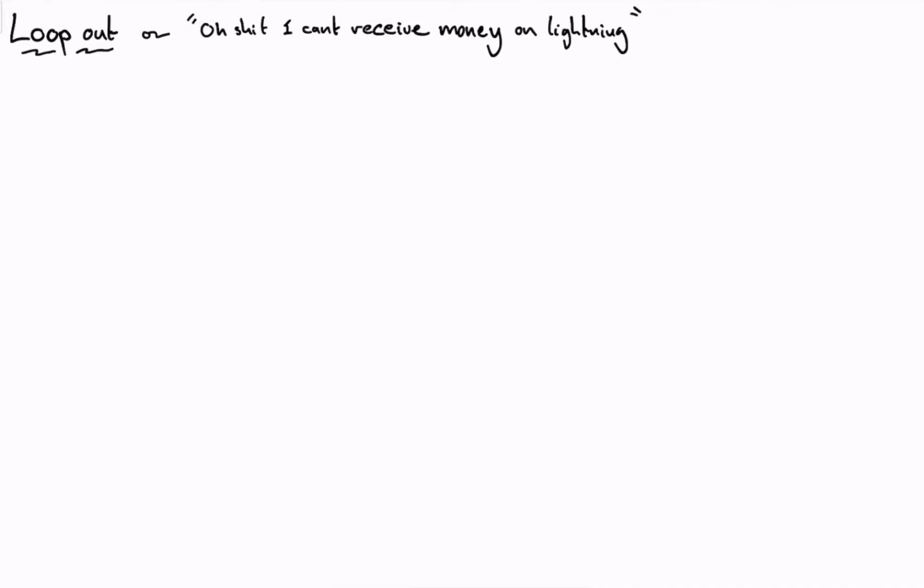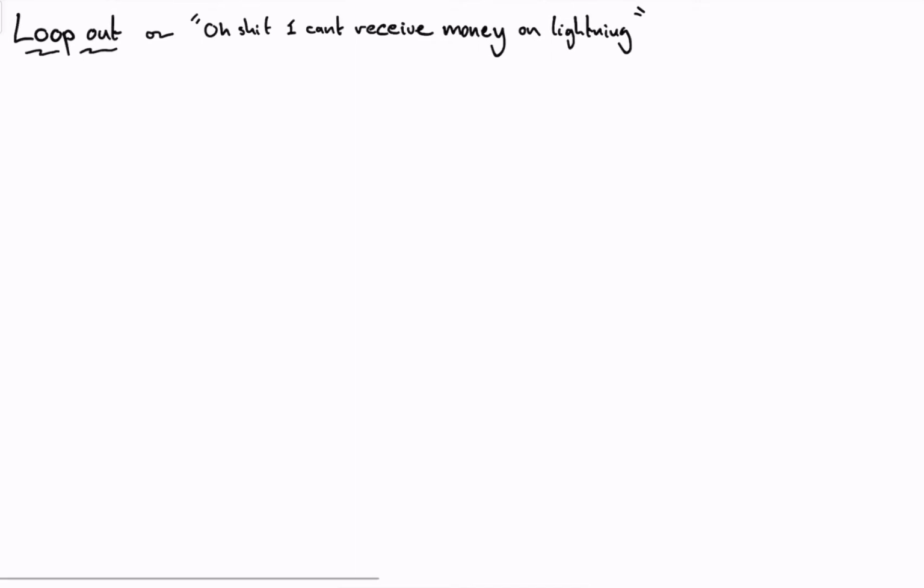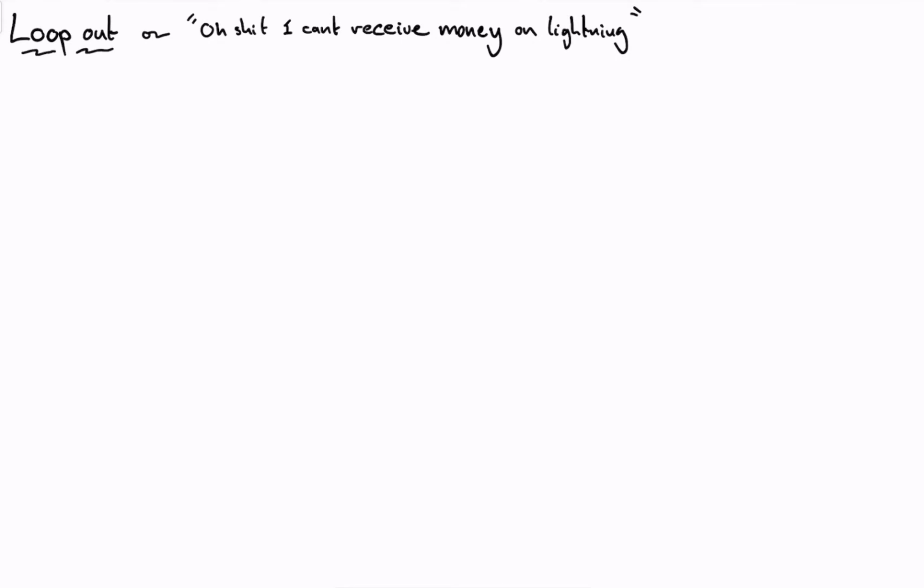Okay, this is a quick explainer video I call Loop Out, or "Oh shit, I can't receive money on Lightning." So this is just to explain how Loop Out works and why it can indeed be done in a trustless manner, which is something that I struggled with a little bit until I'd drawn it out.